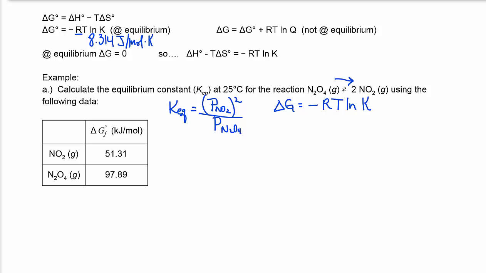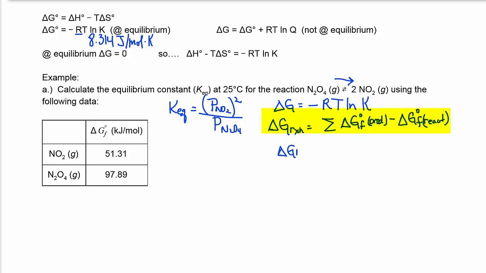We have the delta G's for each of these. So the delta G of my reaction is going to be the sum of the delta G formation of my products minus the delta G formation of my reactants. Now I have 2 moles of NO2, and NO2 is 51.31 kilojoules per mole.